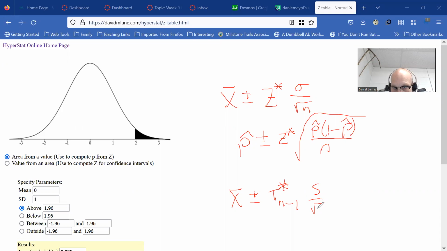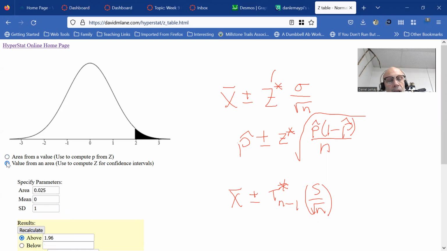It doesn't matter what type of distribution we have. The margin of error is always how many, see that this is the z-score that cuts off, or t-score that cuts off, the middle whatever percentage. So I'm going to use that data. I could go use the table. It's a little more awkward to use. This works pretty well. We want to know a value from an area because we know the probability.